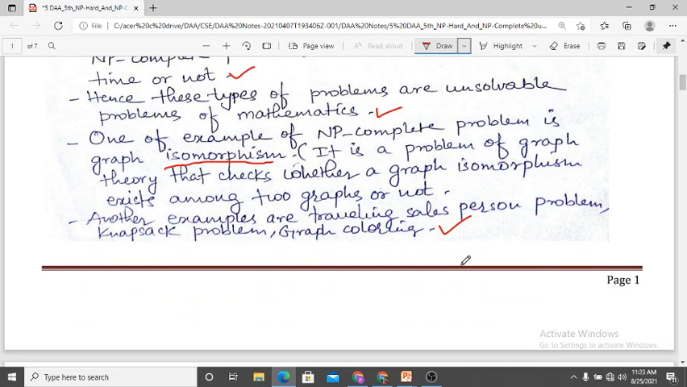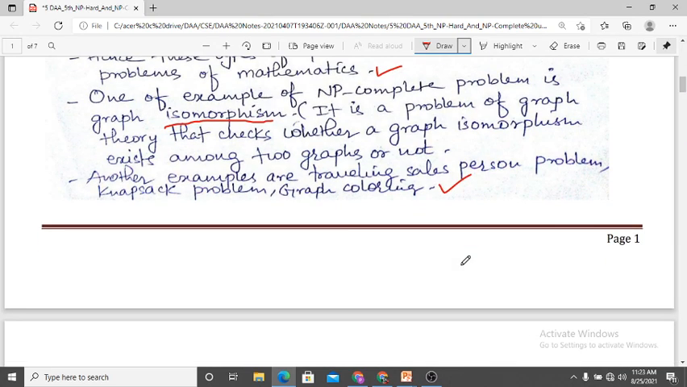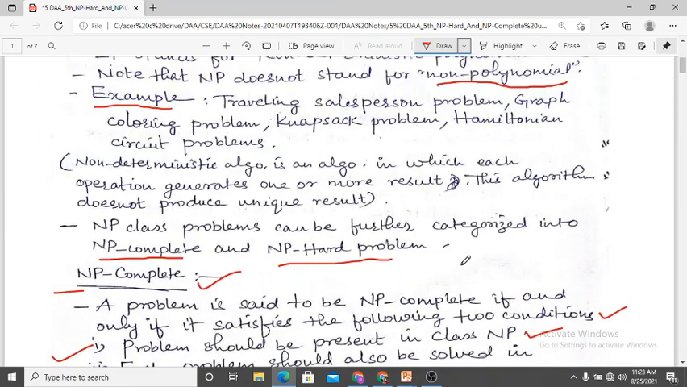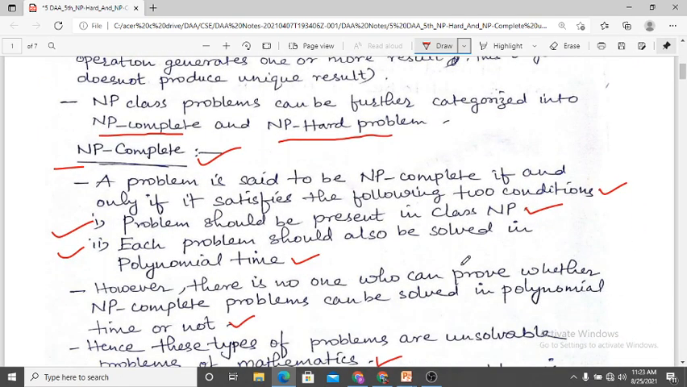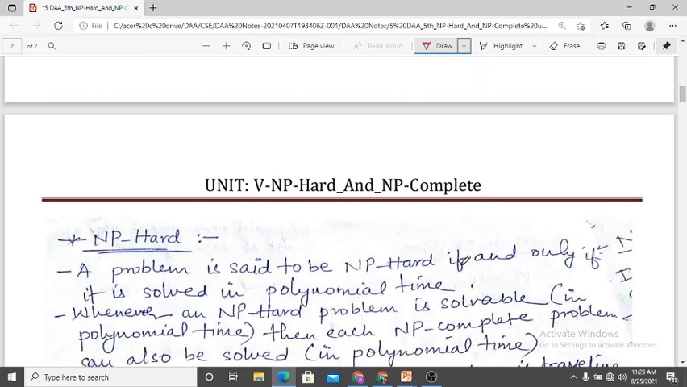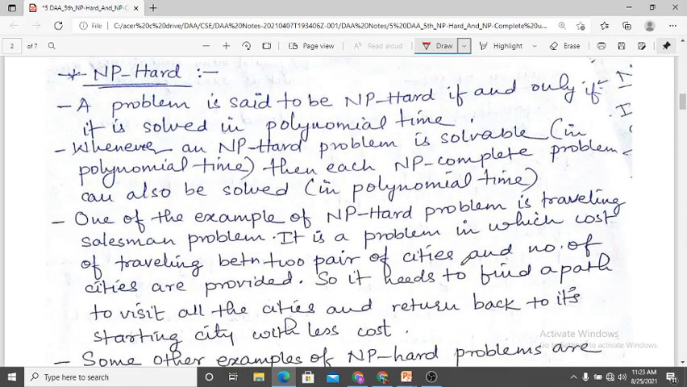Okay, NP complete problem. So what is an NP complete problem? An NP complete problem has two conditions. The first one is that the problem should be in NP, and the second point is that the problem should be solved in polynomial time. We'll move to the next.